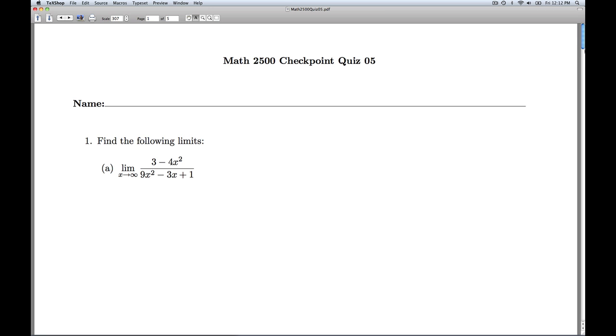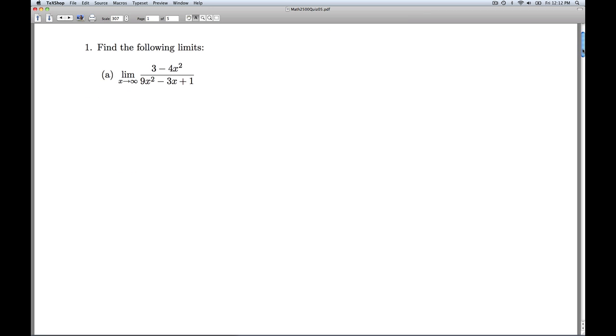Hi folks, this is Calc 1, Checkpoint Quiz 5. In number 1, we're given a series of limits as x is going off to infinity or negative infinity. We have to determine if they exist and if they do, what they are.